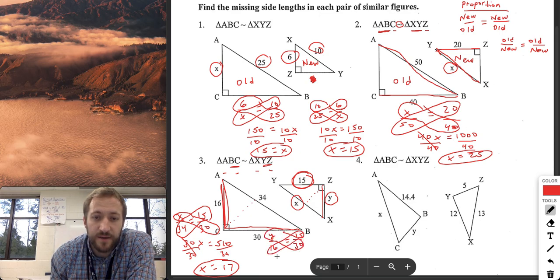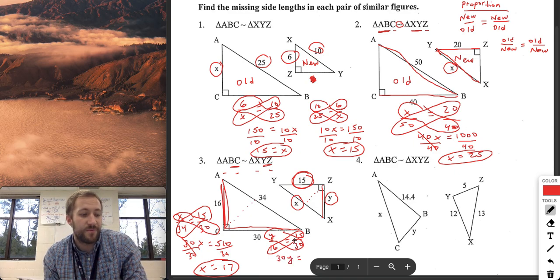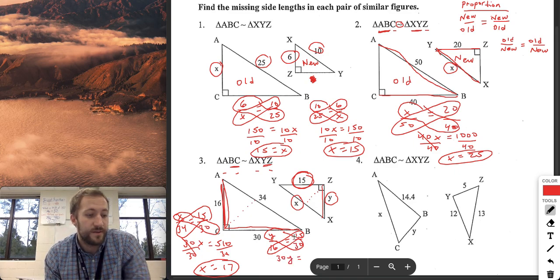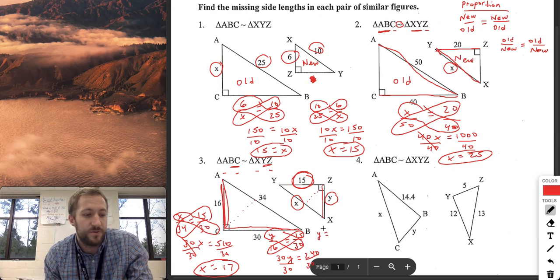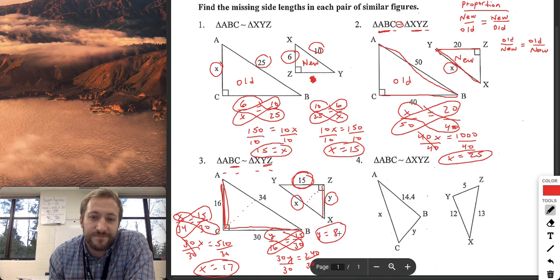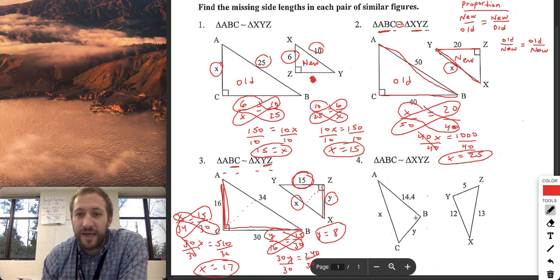I'm going to cross multiply. 30 times y is 30y. 15 times 16, let me grab my calculator. I don't know that one. That's 240. I'll divide them both by 30, and y is equal to 8. There we go. Let's do the next one.